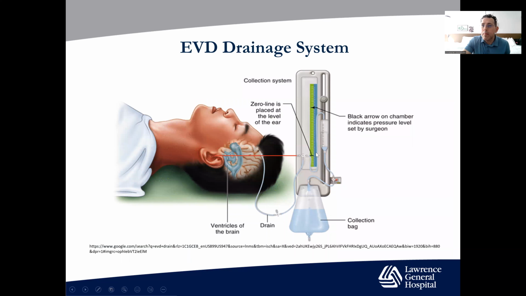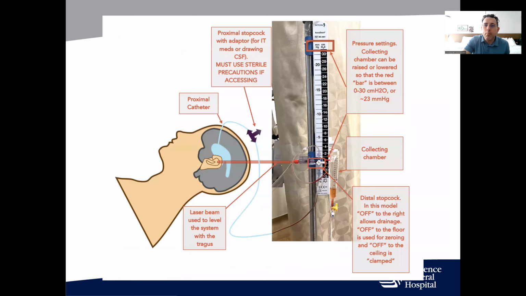So what do I mean by that? Well, here's going to be the 0 point right here on the EVD. And this has to be level with the tragus right here. And so that's the 0 point. And then we will move this chamber up and down to determine at what pop-off pressure we will set. And this is perhaps a little bit clearer here. Here again, we're leveling this particular device to the level of the tragus. And then we move this up and down. See these black numbers on the side to see what the pop-off would be.